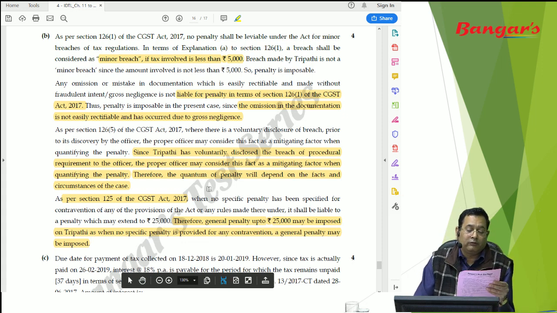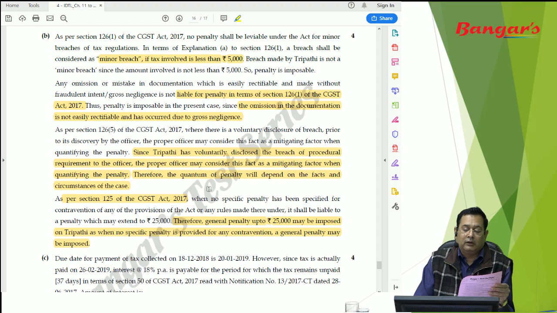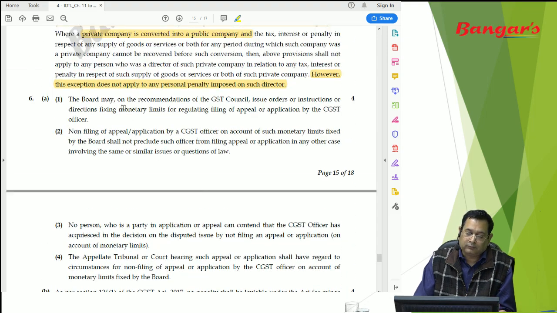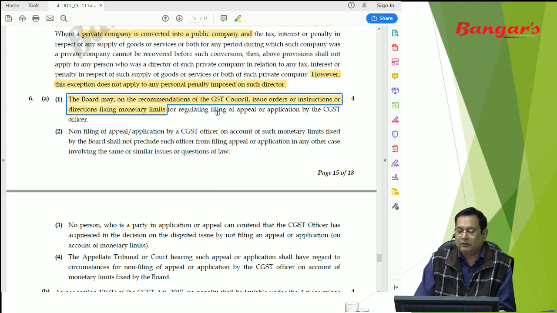With reference to the provisions of section 120 of the CGST Act, list the cases in which appeal is not to be filed. So basically, when the appeal cannot be filed by the departmental officers, that is the board, they may fix monetary limits. This is section 268 of the Income Tax Act. So here also monetary limits can be fixed for regulating the filing of the appeals.